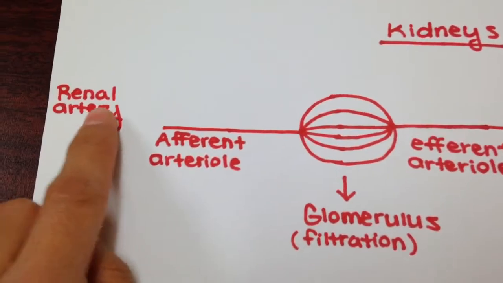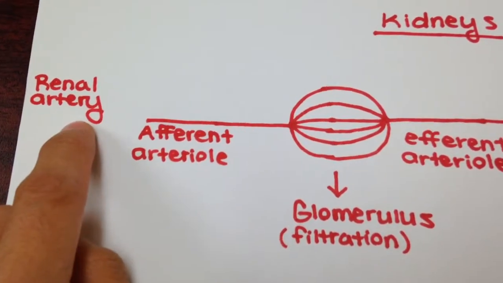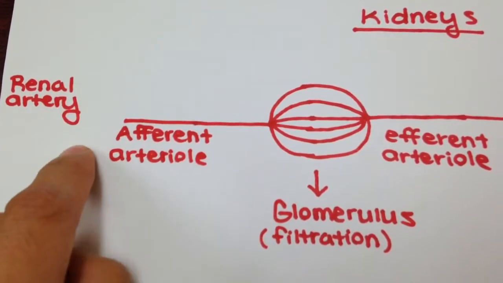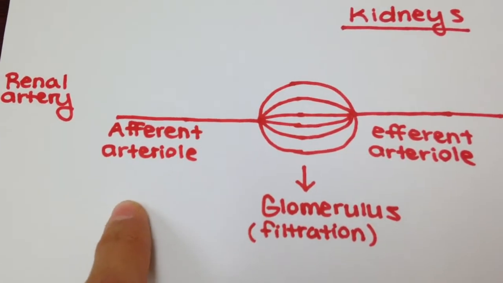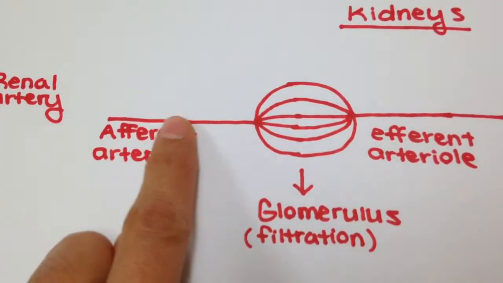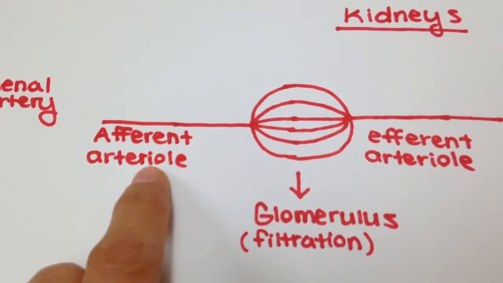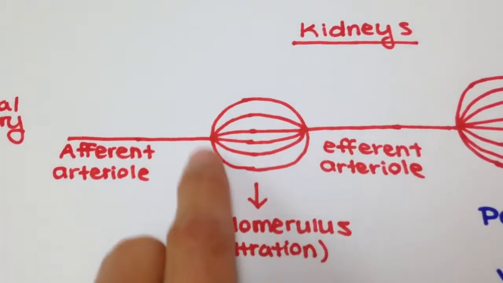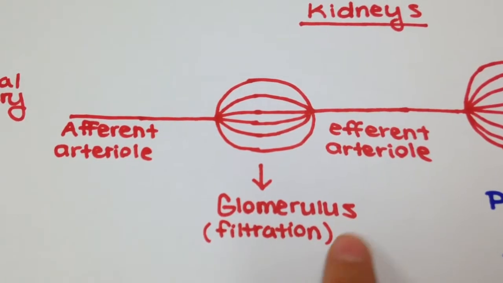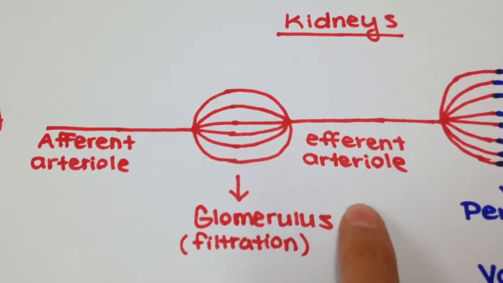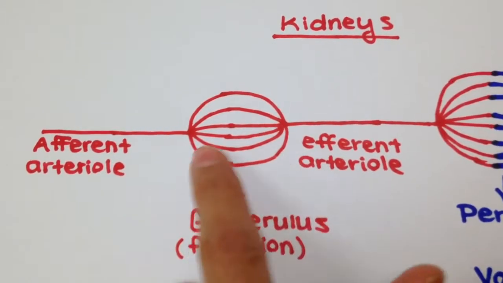So first you have the renal artery, which is going to branch. It's going to branch several times, and we're going to talk about that. And then until it becomes very, very small, you have the afferent arteriole. This is going to bring blood into the first capillary, which is called the glomerulus. The glomerulus filters the blood, and the efferent arteriole takes that blood away.